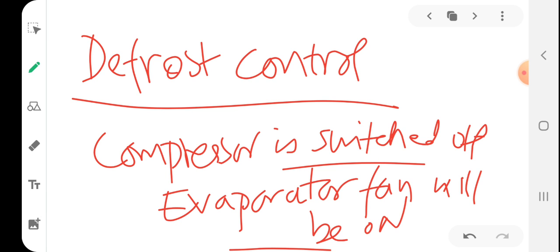So the evaporator temperature is a better indicator of when to stop defrosting. Instead of a timer, you just need to identify the evaporator temperature. If the evaporator temperature is increasing slightly, it means the frost is removed. Okay, that is how defrost control is done.